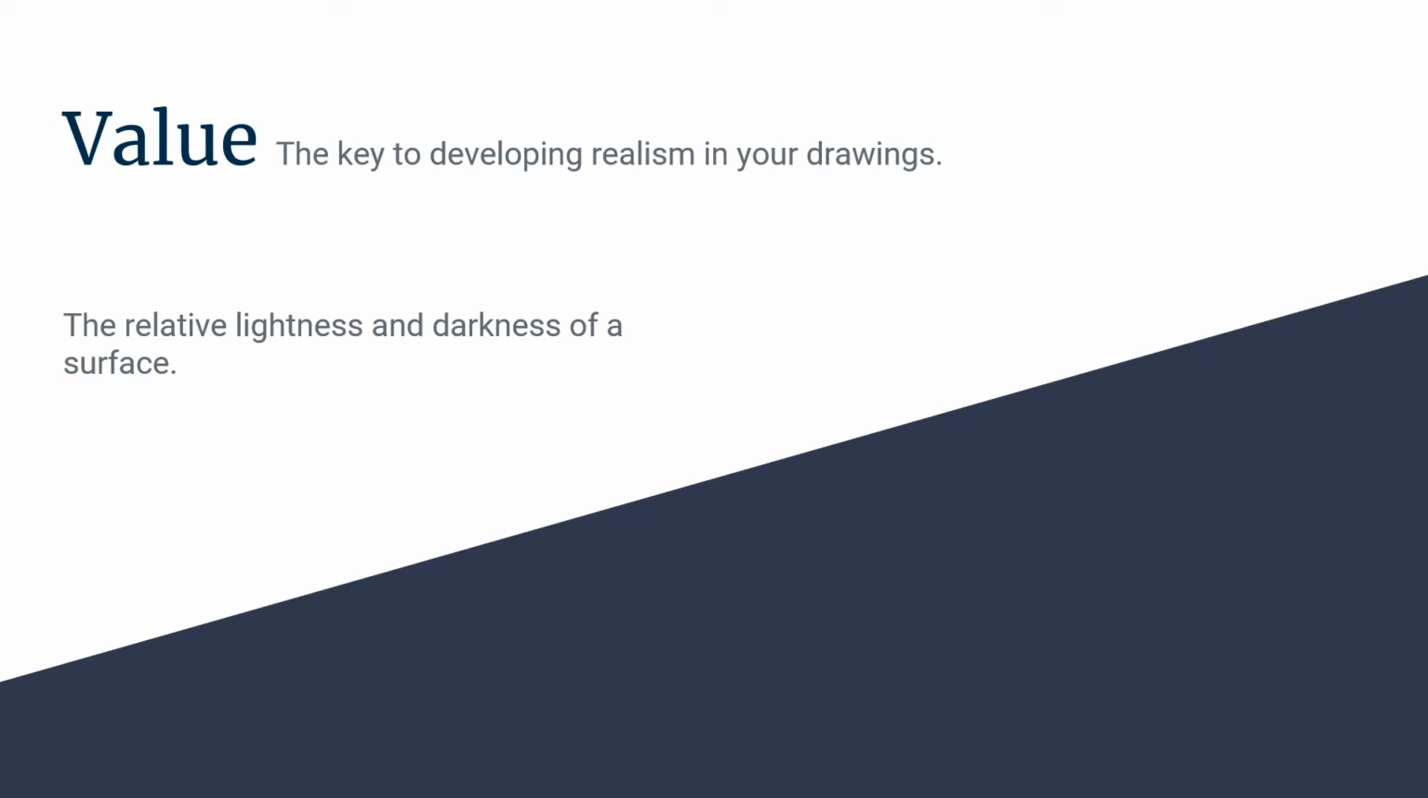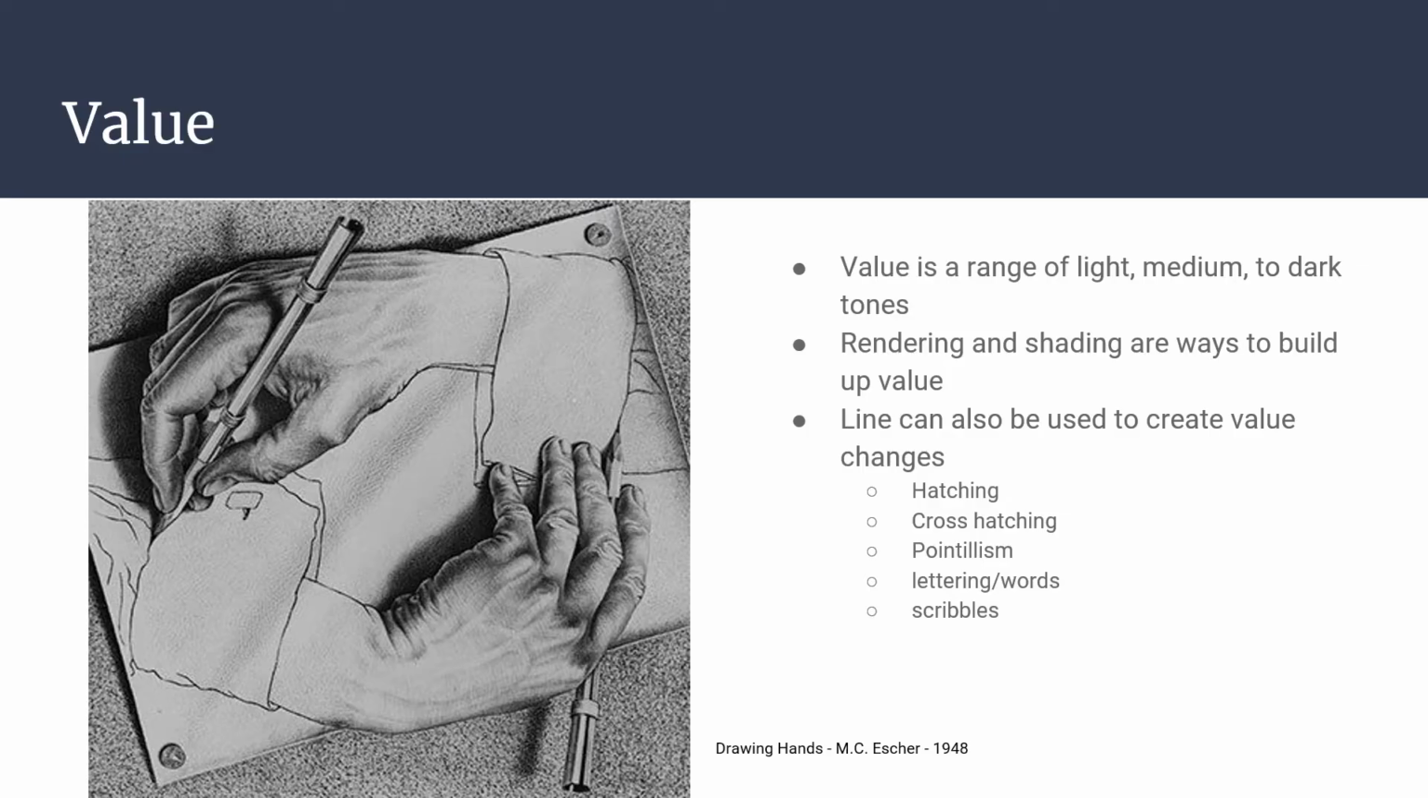All right, hi everybody. Today we're talking about value, the relative lightness and darkness on a surface, and the key to developing realism in your drawings. So when we talk about value, we're talking about the range of light, medium, and dark tones that we use to create a three-dimensional illusion on a two-dimensional surface. So we use rendering and shading as a way to build up value on an image.